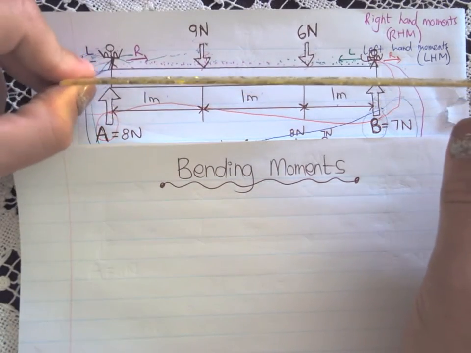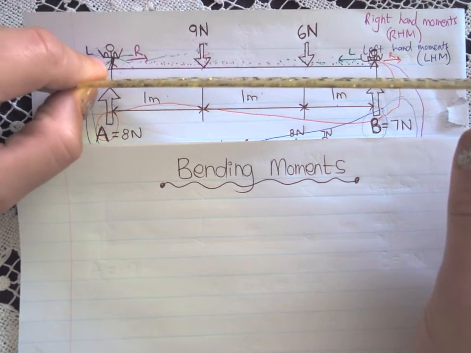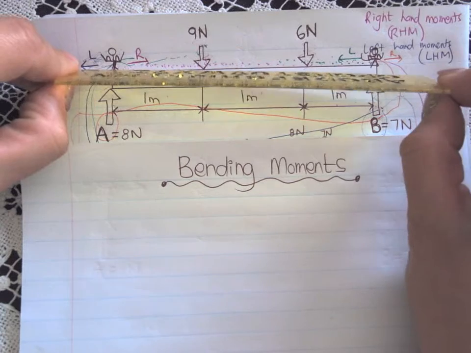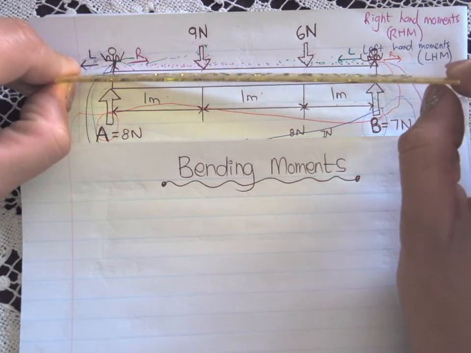Now you have the force that's going up. Now if I press up on this ruler or this beam, it's not doing anything. And on this side as well. So that means there's no bending at the points. So the bending moments are 0.